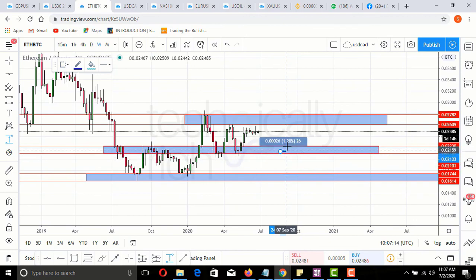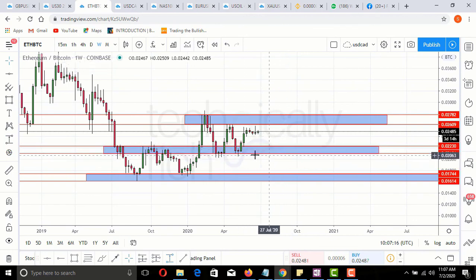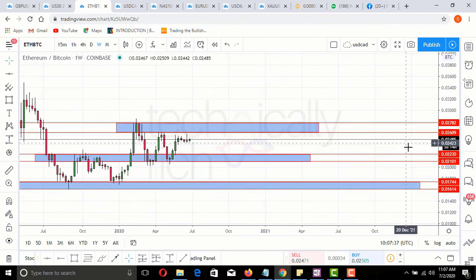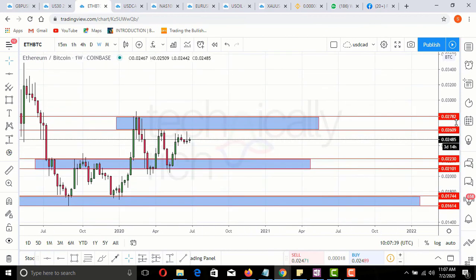Okay, but if Ethereum decides to break this demand and then retest it, turns it back into a supply, then you should be looking for buying at around this area here. Okay, at around this area. This is a stronger demand zone here. So alright, so that is that for supply and demand.